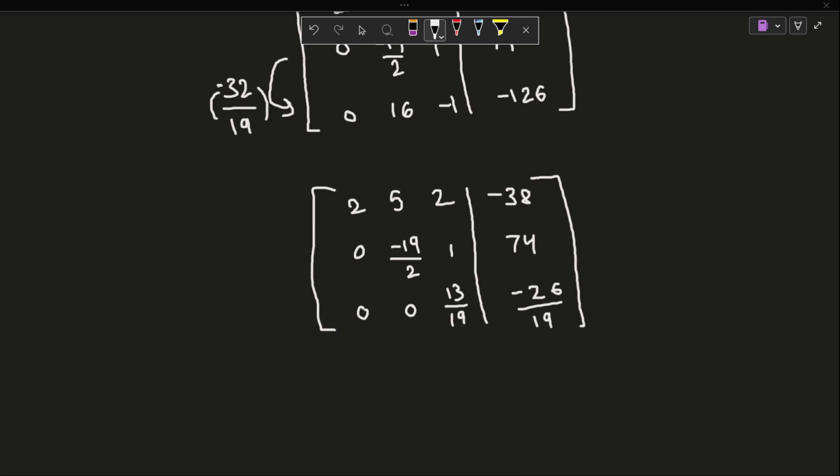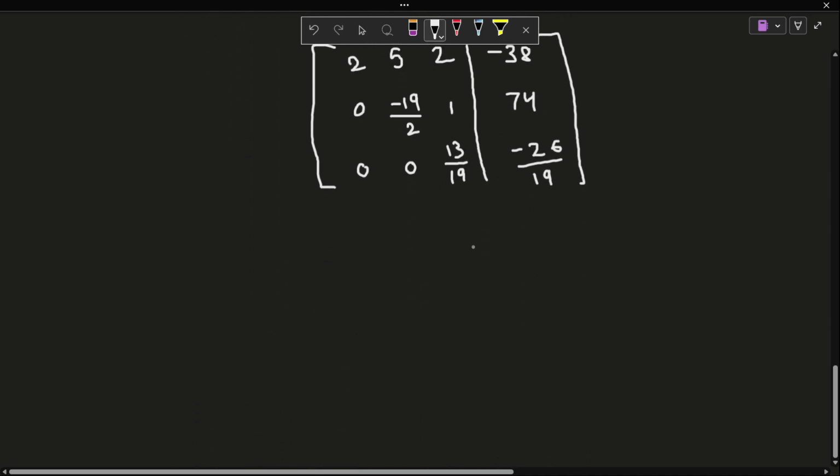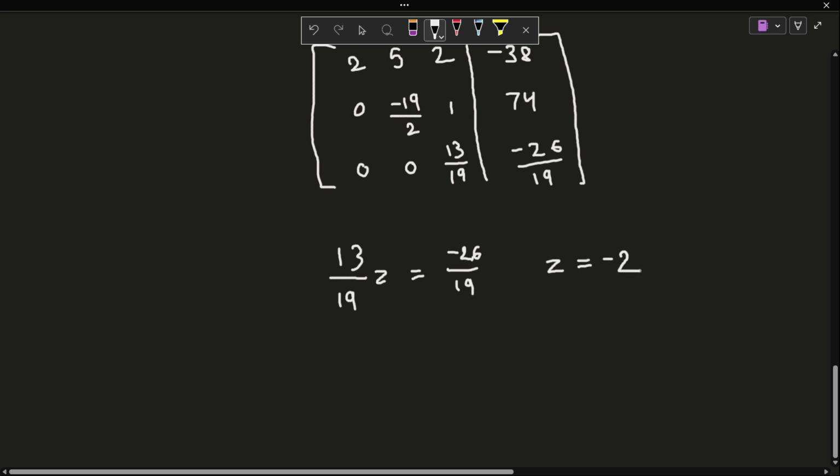And now you have basically the value of z, because now it's just 13 by 19. 13 by 19 equals minus 26 by 19. So let's do that real quick. 13 by 19, z equals minus 26 by 19. That looks pretty self-explanatory. Z equals, I mean, I don't know where I got 7. Z equals minus 2.